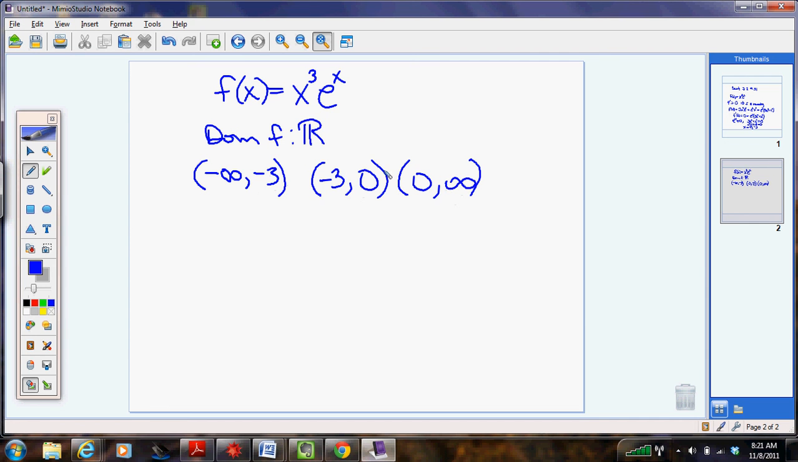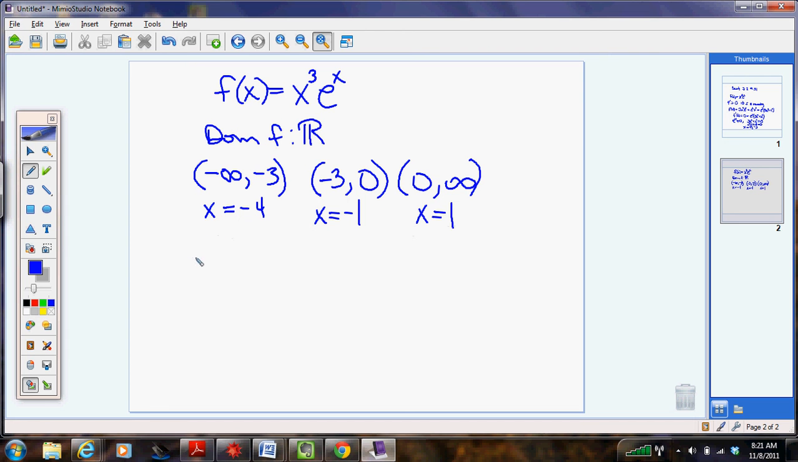That's it. So f prime on each of these intervals has to have the same sign value, always positive or always negative. So what I'm going to do is choose a value in each of these intervals. We'll start with -4 for this one. Choose easy values. Any value works. -1 works over here in this one, and then x equals +1 in this one.